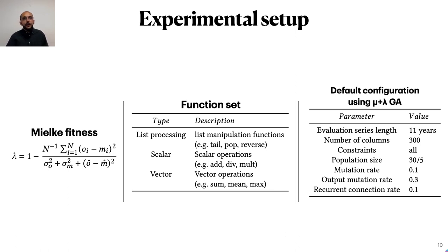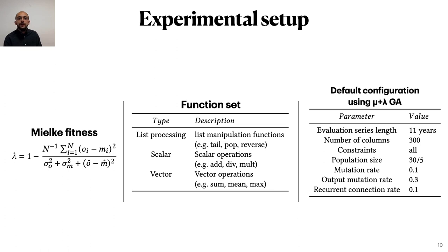Moving on, concerning our experimental setup, we're using the Mielke skill score in order to evaluate our models during evolution. The Mielke skill score is based on the Pearson correlation. However, it's modified in order to take into account the errors in model outputs compared to ground truth. And so we use it because it's a more accurate representation of model performance.